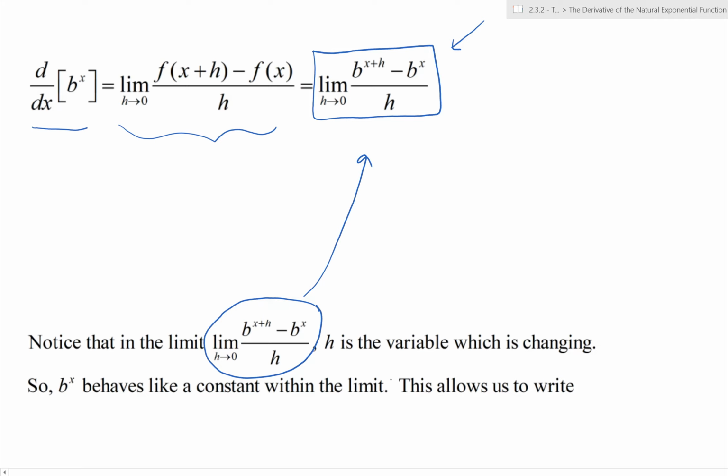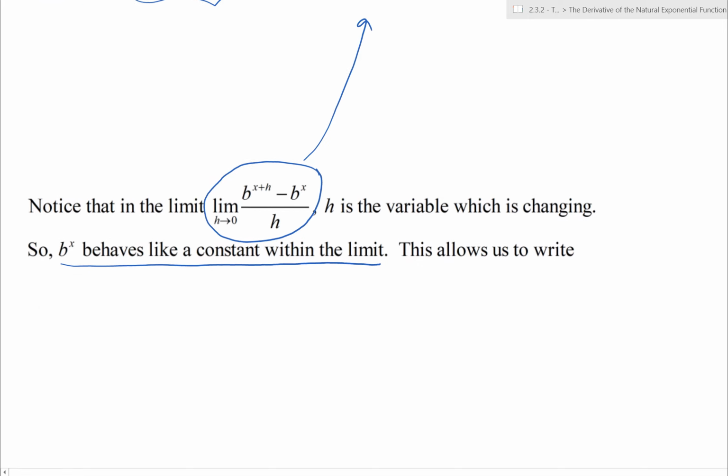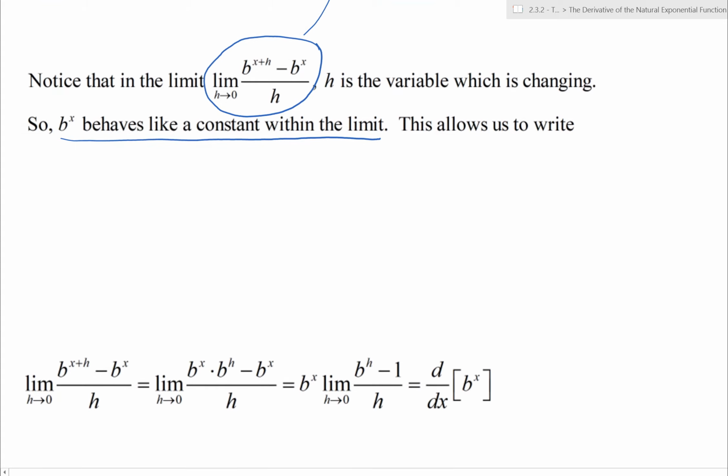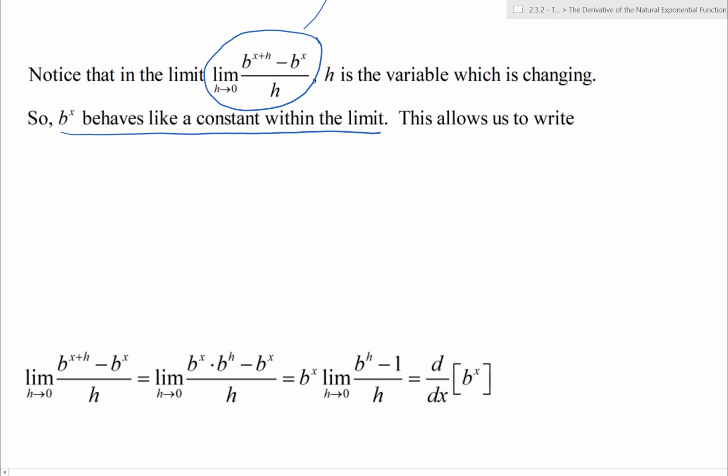So that term with b to the x in it, in fact, there are going to be two parts here that have b to the x, that's going to behave like a constant within the limit because x is not the variable that's changing within the limit, it's the h that's changing. So for that reason, we can rewrite the limit of investigation as follows. Okay, here's our limit that we're at. And then I went ahead and just rewrote this next step right here as b to the x times b to the h minus b to the x divided by h within the limit.